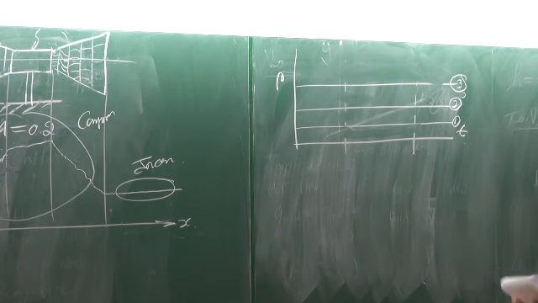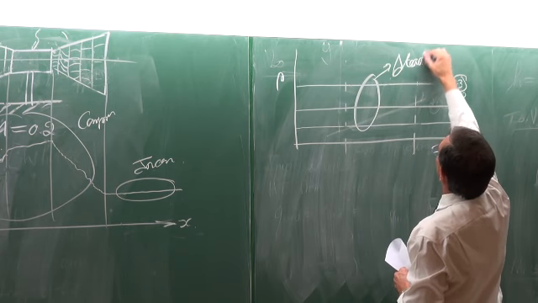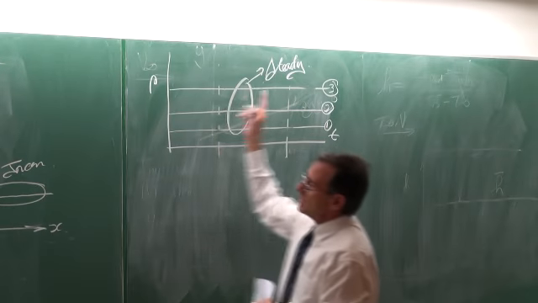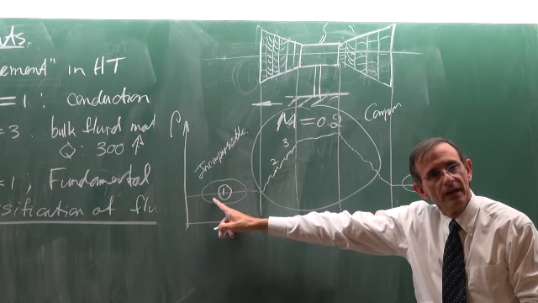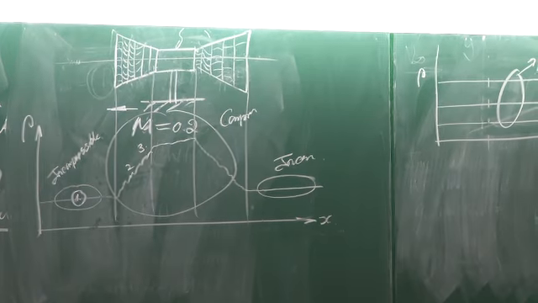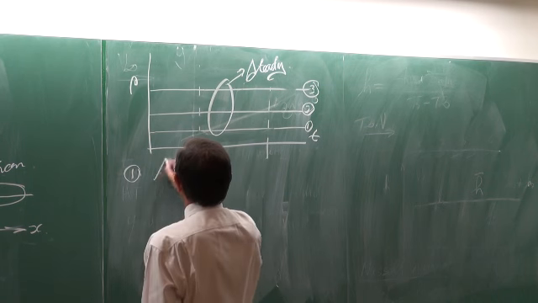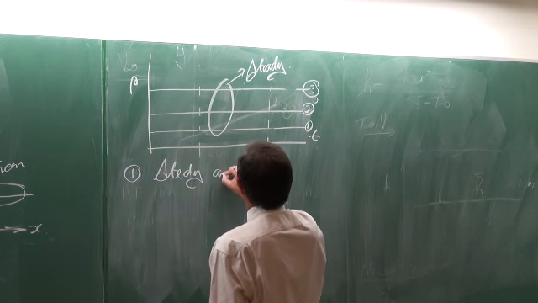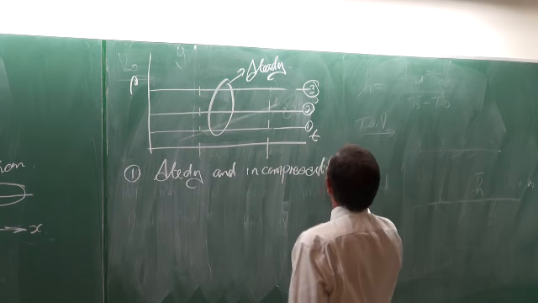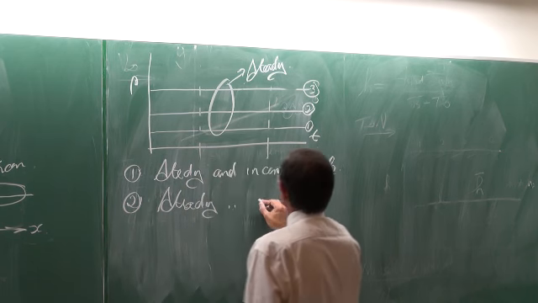So this flow is steady. So the flow would be steady and incompressible there. And at position 2 and 3, it would be steady and compressible. You agree? So at 1, it is steady and incompressible. At position 2, it would be steady and compressible.